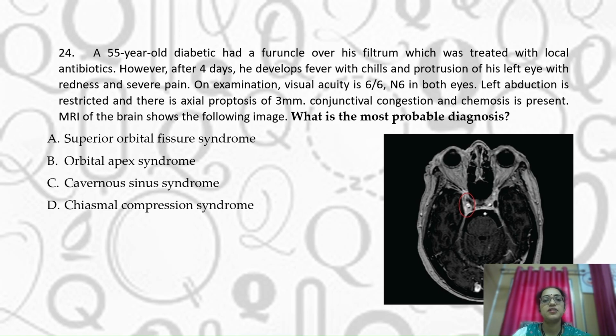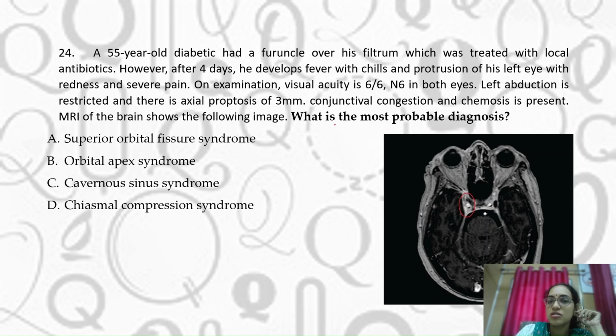So we have a 55-year-old diabetic man with a furuncle over his philtrum, which was treated with local antibiotics alone. However, after 4 days, he develops fever with chills and protrusion of his left eye with redness and pain. On examination, visual acuity is 6/6 and N6 in both eyes. Left abduction is restricted and there is axial proptosis of just 3 mm. Conjunctival congestion and chemosis is present, and MRI of the brain shows the following image.